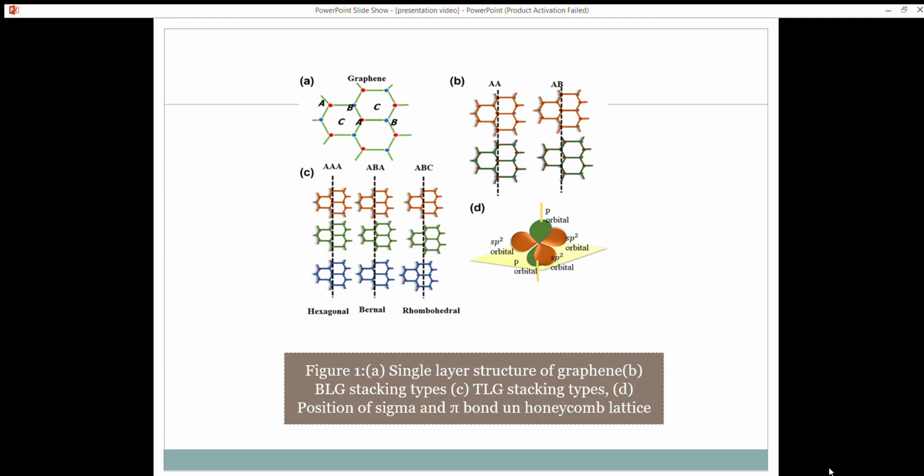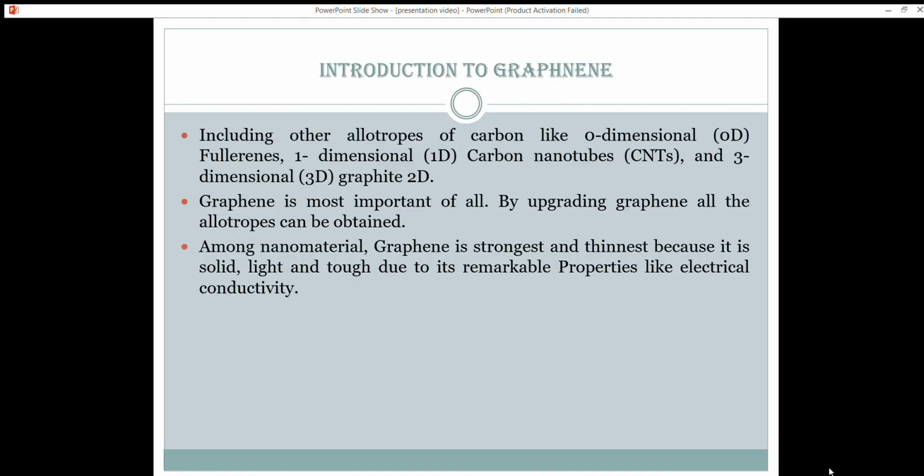Moving on, next we will see that, including all other allotropes of carbon like zero-dimensional fullerenes, one-dimensional carbon nanotubes (CNTs), and three-dimensional graphite, and also two-dimensional graphene, graphene is the most important of all. By upgrading graphene, all other allotropes can be obtained.